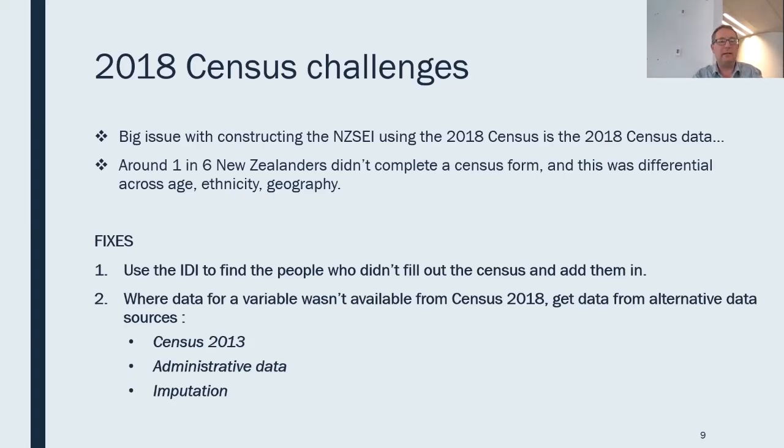And after they did that, they've got the people, but they need to find out all the census variables of those people. So there were three sources that they looked to, to fill in the census fields for the people who otherwise didn't fill out a census form. They were Census 2013 for things that didn't change much over time or didn't change at all. The biggest one probably used was administrative data, where they looked elsewhere in the IDI to see if there was a measure similar to, or close enough to, the one that they wanted to fill in from the census. Or imputation was a third one.